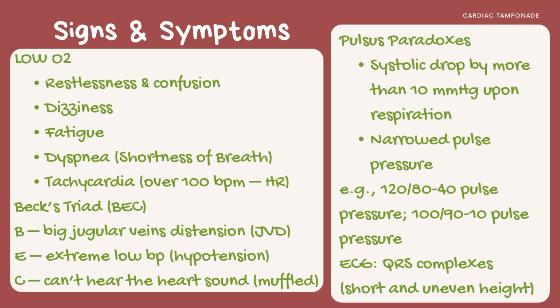An example of this is 120/80, which has a normal pulse pressure of 40, but as the heart gets compressed, the numbers get compressed too, and the pulse pressure gets narrower, so it gets to something like 100/90, which is a pulse pressure of 10. As for the heart waves on the cardiac monitor, it's going to show a low voltage wave in the QRS complex.